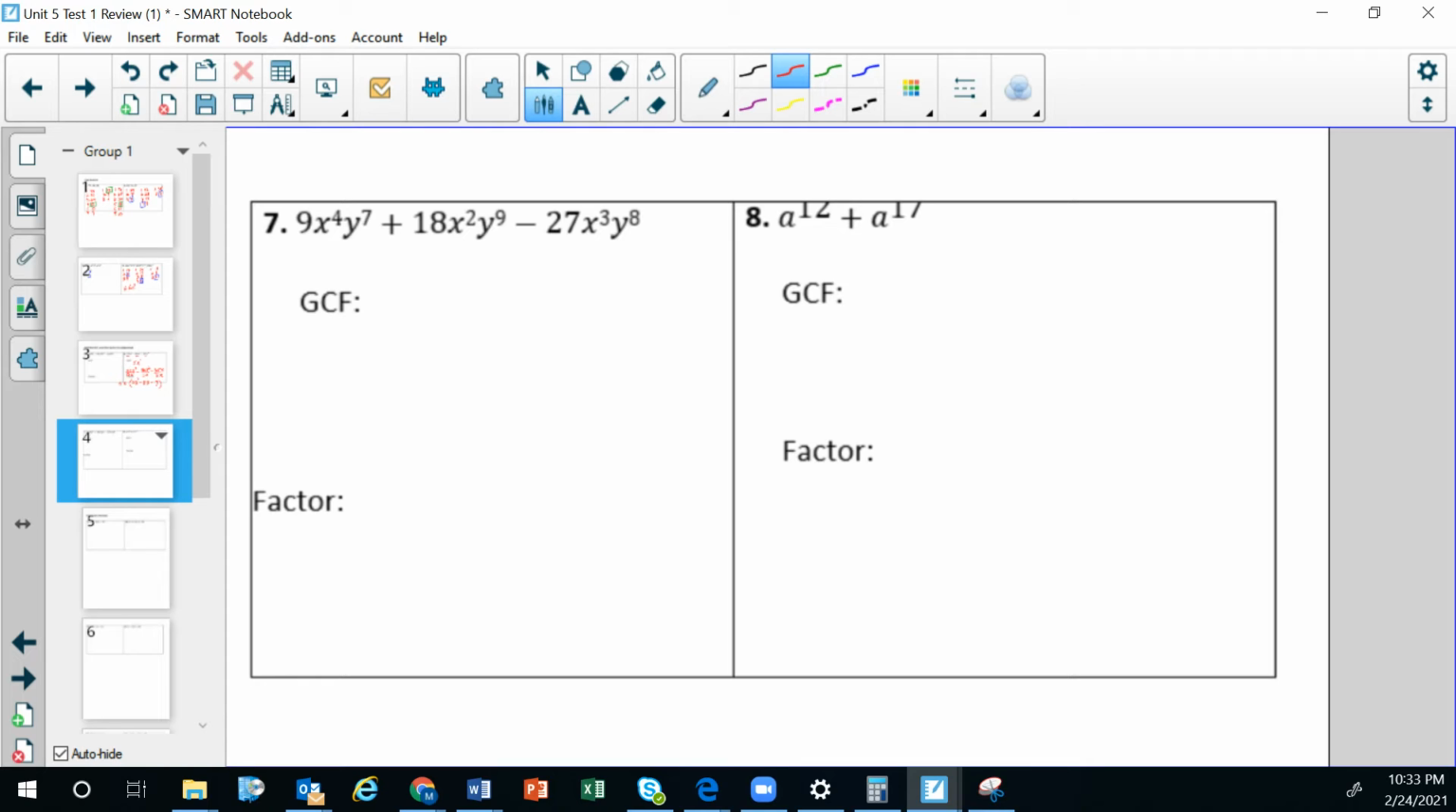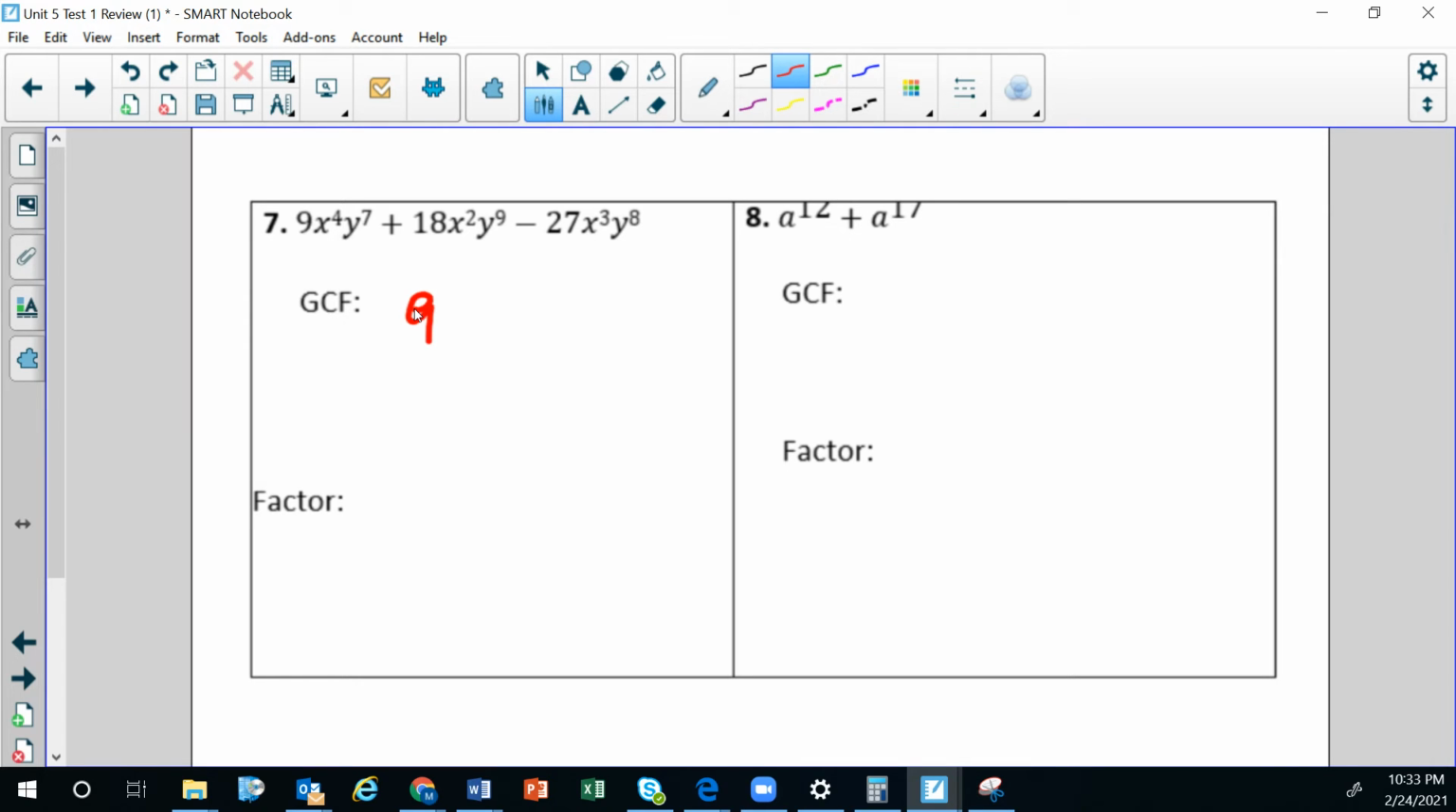Okay, I'm going to let you try this one on your own. I'm going to give you the answer, and you can pause and figure it out. The answer for this one is the GCF is just 9x squared y squared. Go ahead and pause the video and try finding the GCF. Again, pause the video and try to find the factor.